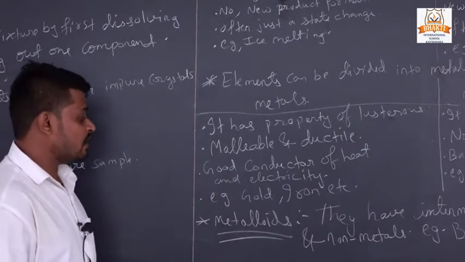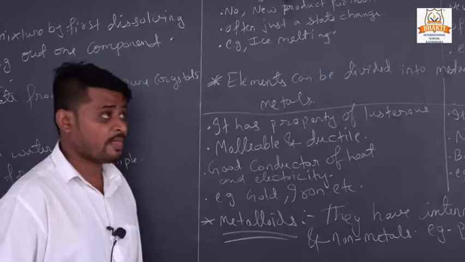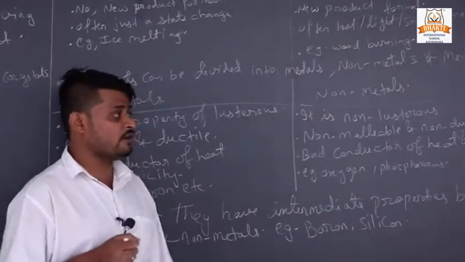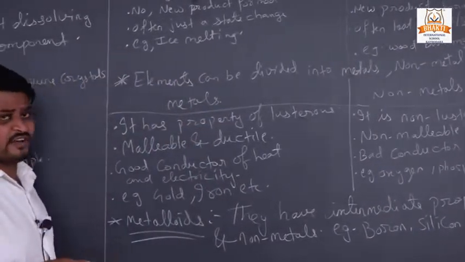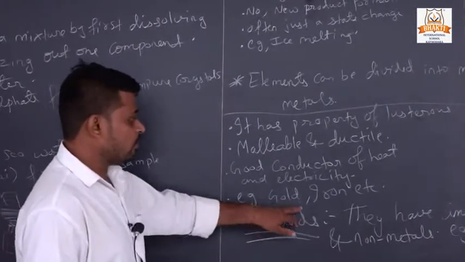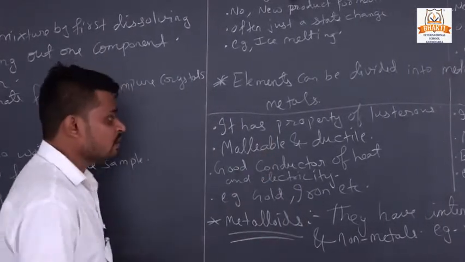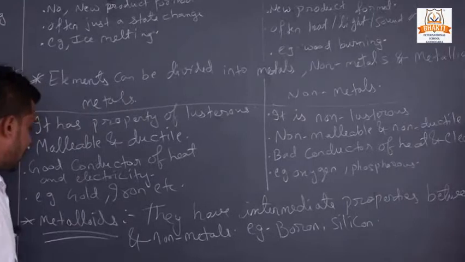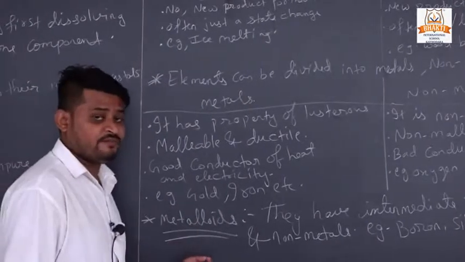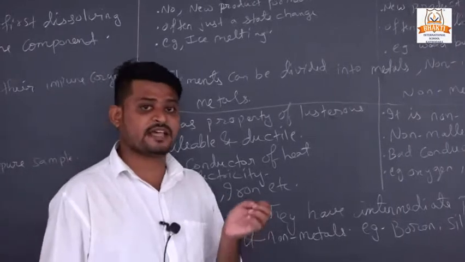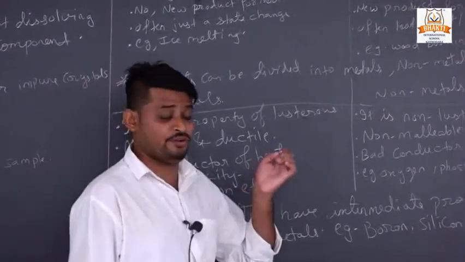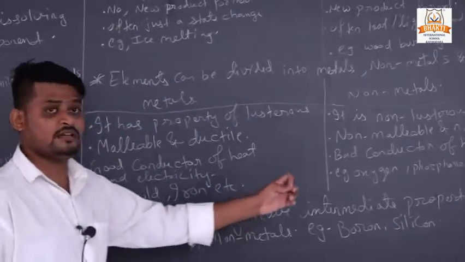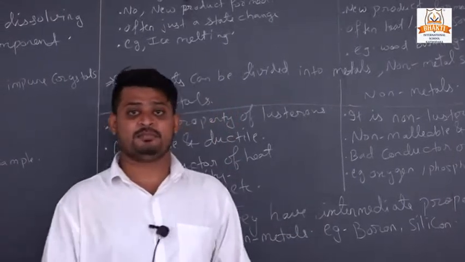Metals are good conductors of heat and electricity, but non-metals are not, except graphite. Gold and iron are examples of metals, and oxygen and phosphorus are examples of non-metals. Our last topic is metalloids. If an element has properties of both metal and non-metal, then that element is called a metalloid, like boron and silicon. So our second chapter is also finished.